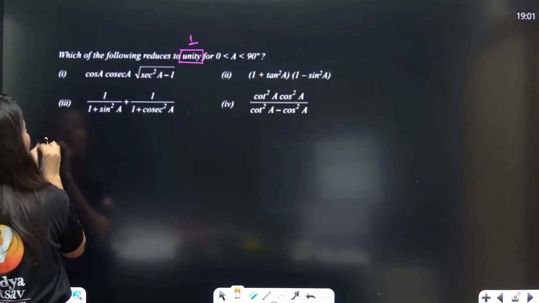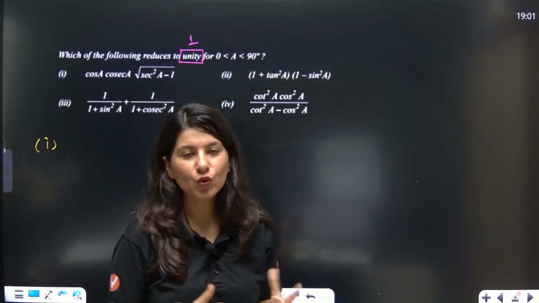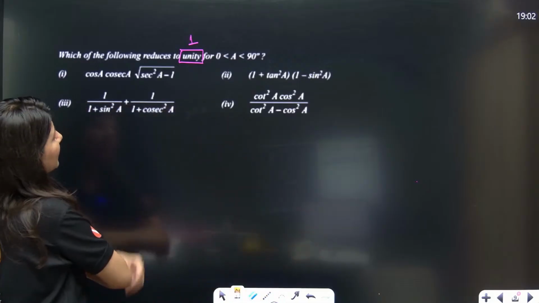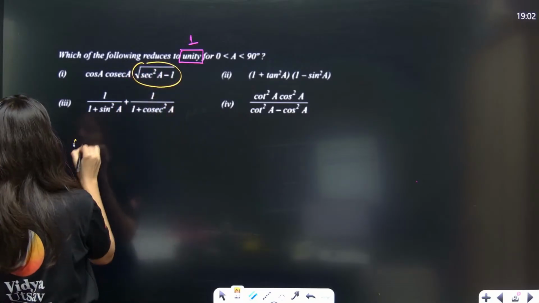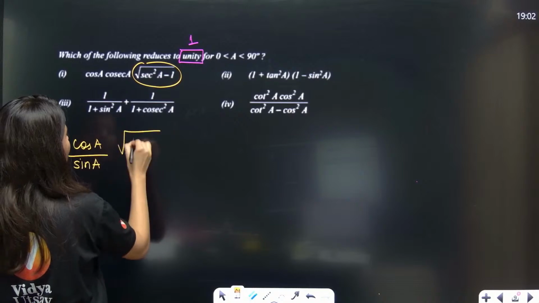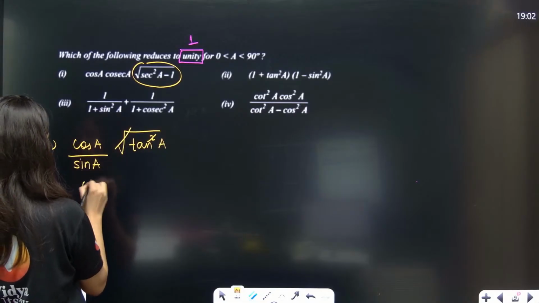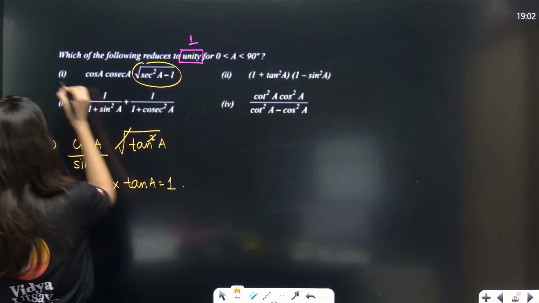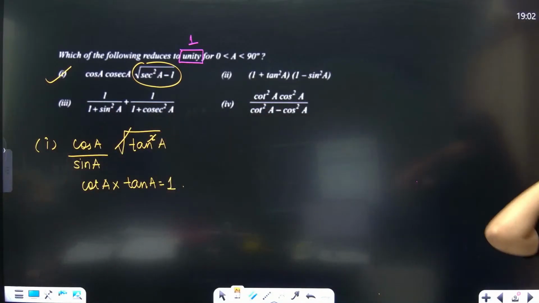So first one, cos A into cosec A. You know what the basic rule is, sometimes you just have to convert everything in terms of sine and cos, if at all you're not getting anything. Under root of sec square A minus 1. You know what sec square A minus 1 is? Tan square A. So cos A upon cosec A is sine A. And this is square root of tan square A. Square root cancels. So can you see this is cos by sine, cot A, multiplied by tan A, which is actually 1. So the first one is becoming 1.